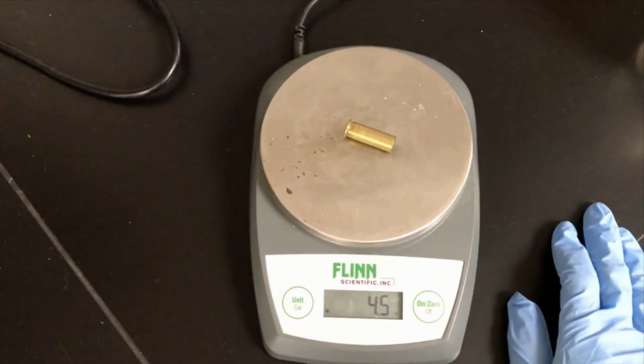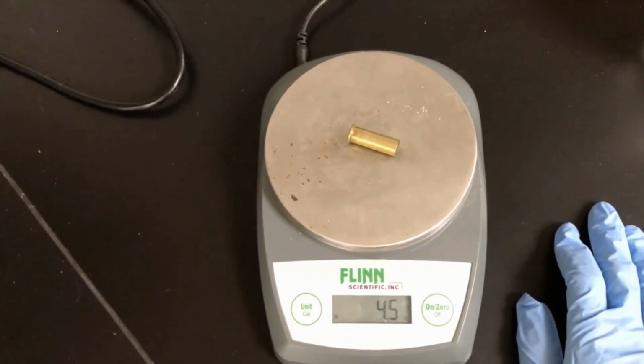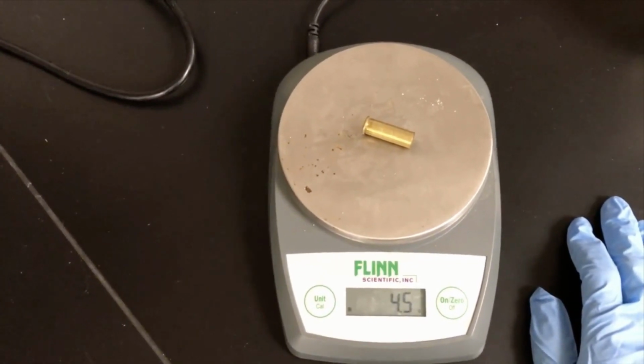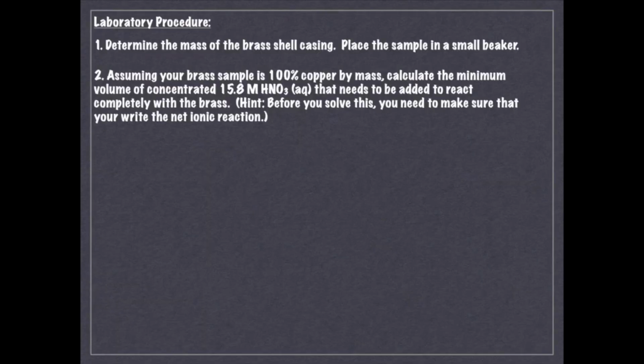All right, and using that mass, you need to determine the volume of nitric acid that you need to add in order for all of it to react. So you're going to follow the instructions that I'm going to explain in just a second. You're going to assume that your brass sample is 100% copper, and you're going to calculate the minimum volume of nitric acid, 15.8 molar nitric acid, that would be needed to react completely with the brass. Just as a hint, before you solve this, make sure that you write a proper net ionic reaction in order to do the stoichiometry for this.